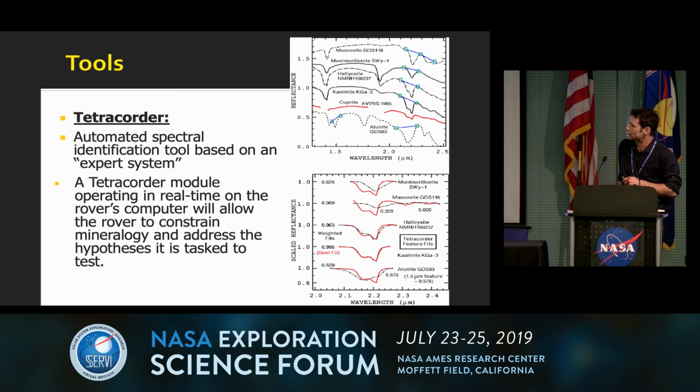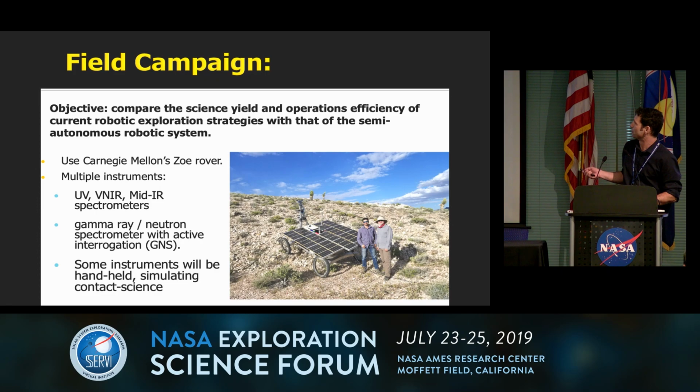The other tool is called Tetracorder, which is an automated spectral identification tool based on an expert system. Well, it does feature matching in a spectral library to identify features. It's very powerful, and it's been used all over the Earth and other planets for exploration.